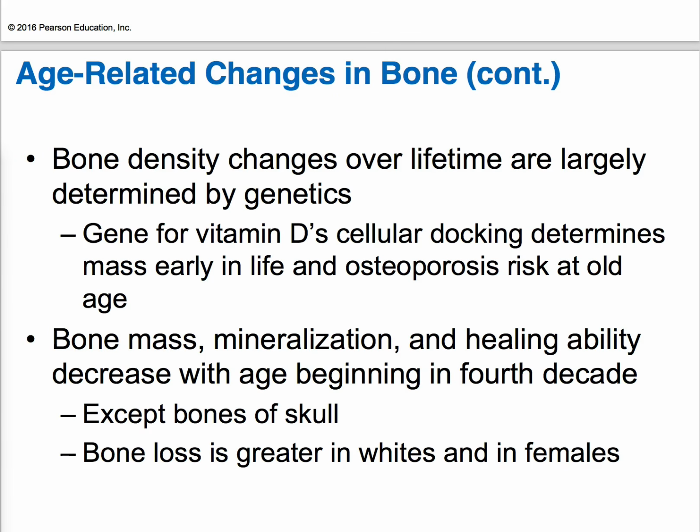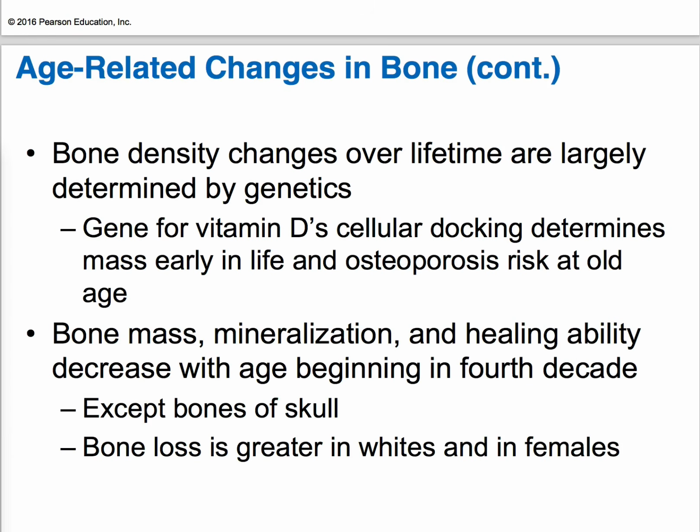So bone density changes over a lifetime, and it's largely determined by genetics. A gene for vitamin D cellular docking determines mass early in life and osteoporosis risk at an older age. Bone mass, mineralization, and healing ability decrease with age, beginning in your 40s. The exception is the skull bones. Bone loss is greatest in females, and within females, in white females specifically.